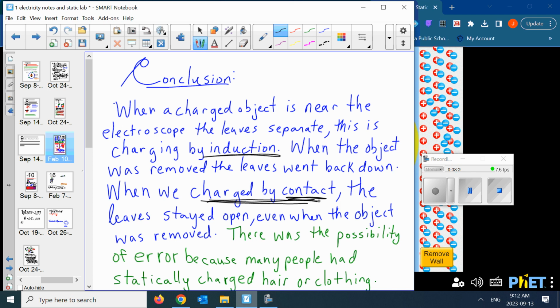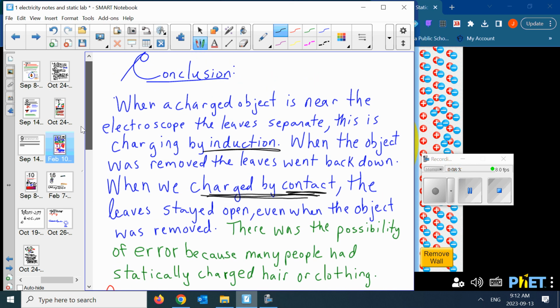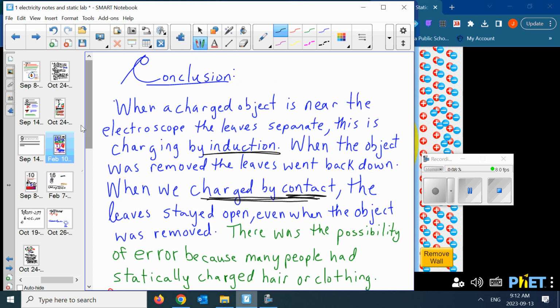Yeah, that was what they came up with, sure. And I was going to subtract that. And I got this out of order because we still got data. There was a possibility of error. Many people had statically charged hair or clothing on that day. And actually, I remember that day was a staticky day. It was a static day.